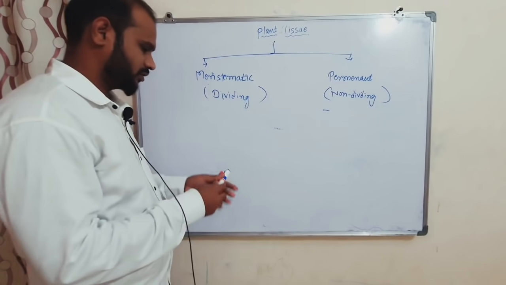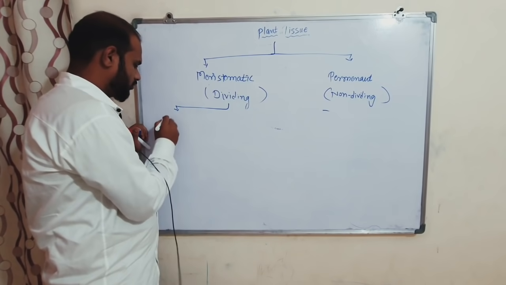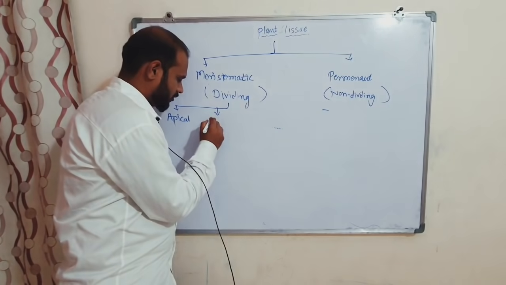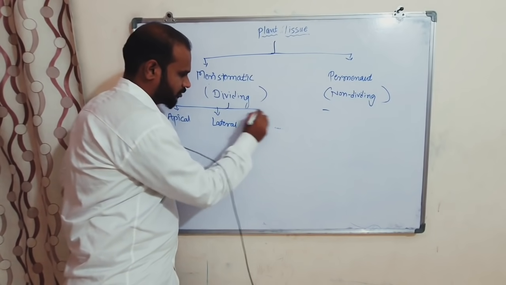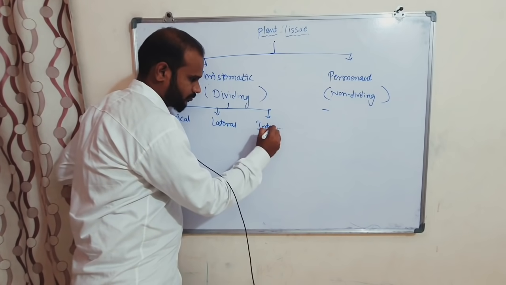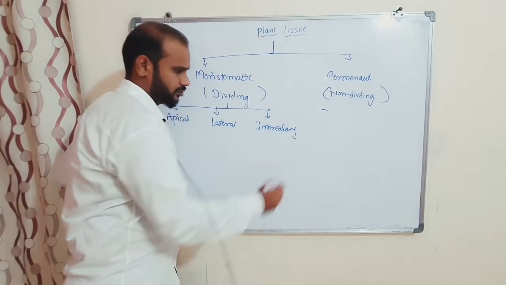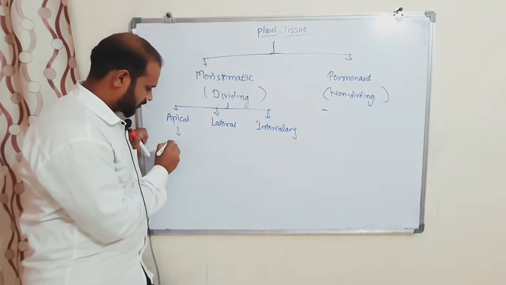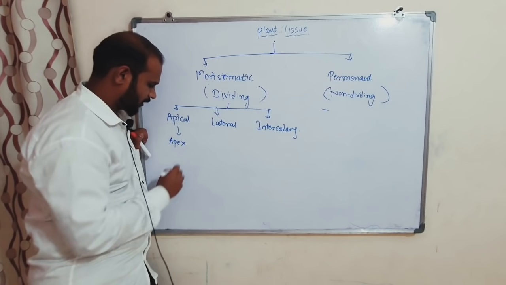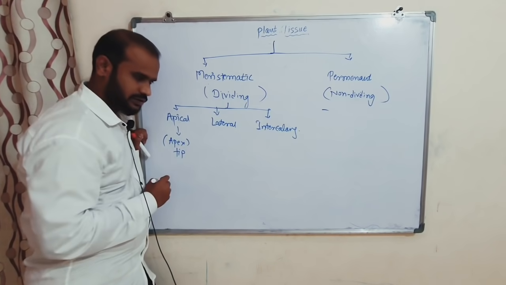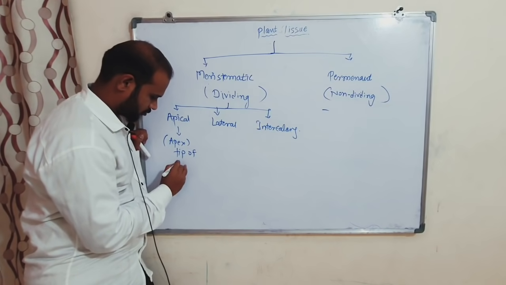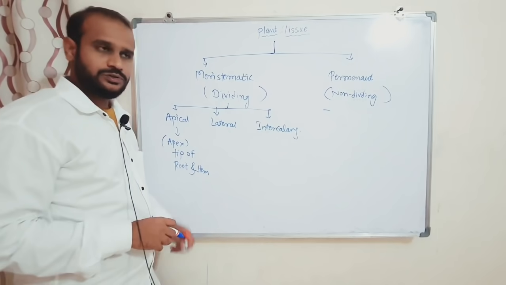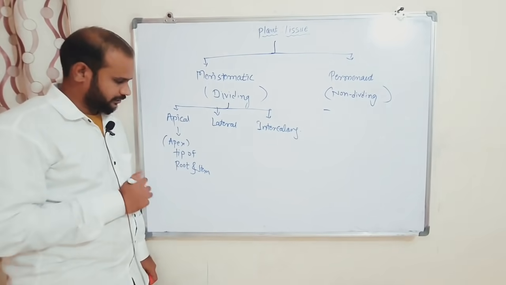Meristematic is again divided into three types. Which are those? One is apical, second is lateral, and third is intercalary. Apical, where are they located? They are located at the apex or the tip of the plant, the tip of the root and the tip of the stem. And they are responsible for growth in the length of the plant.